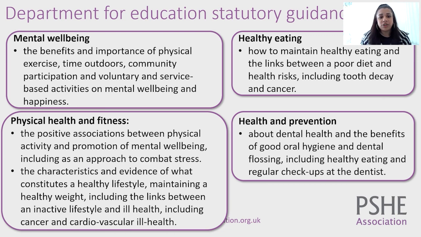So by the end of secondary school, the statutory guidance states that pupils should know the benefits and importance of exercise and spending time outdoors, understanding the positive association between physical activity and mental well-being, knowing what constitutes a healthy lifestyle, maintaining weight, and the link between an inactive lifestyle and ill health. They should also know how to maintain healthy eating and the links between poor diet and health risks, and about the benefits of good dental health, including healthy eating and regular dental checkups.